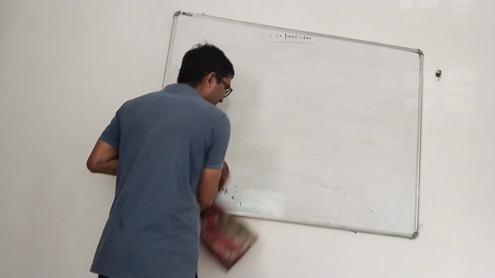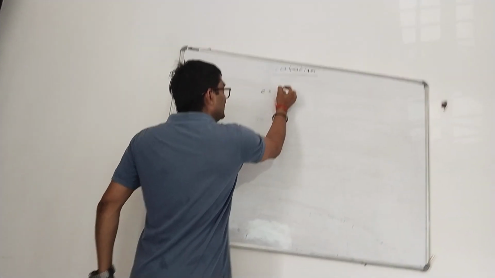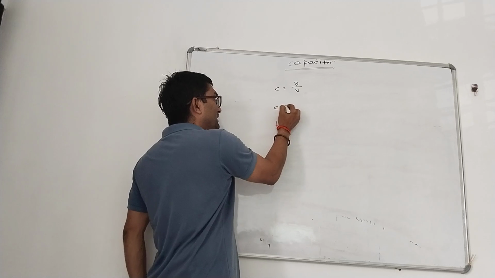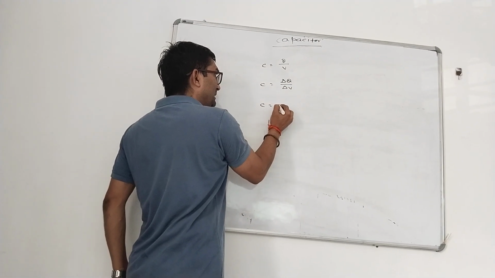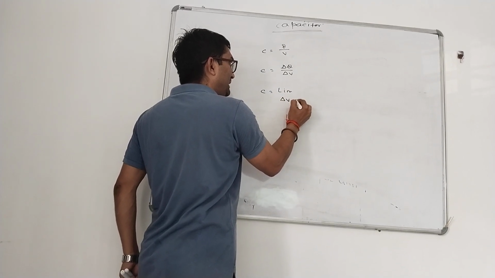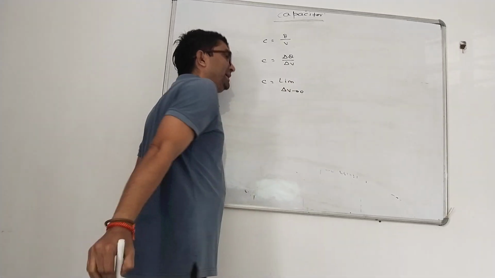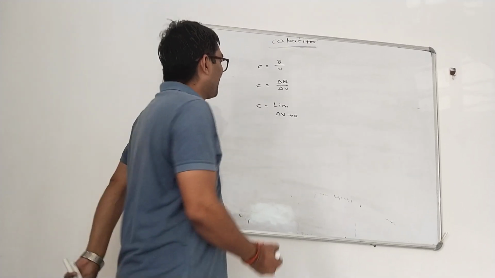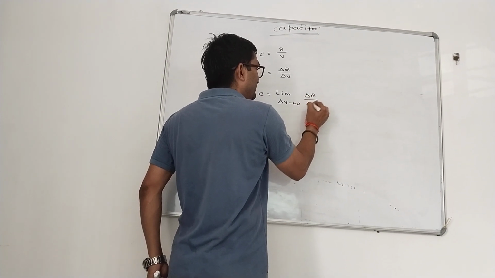It means that their analysis is C is equal to Q upon V. So simply we can write delta Q upon delta V, and in a limiting form we can write limit delta V tends to 0. When I take the limiting form, the denominator tends to 0. So I am using the limit here. So it becomes delta Q upon delta V.